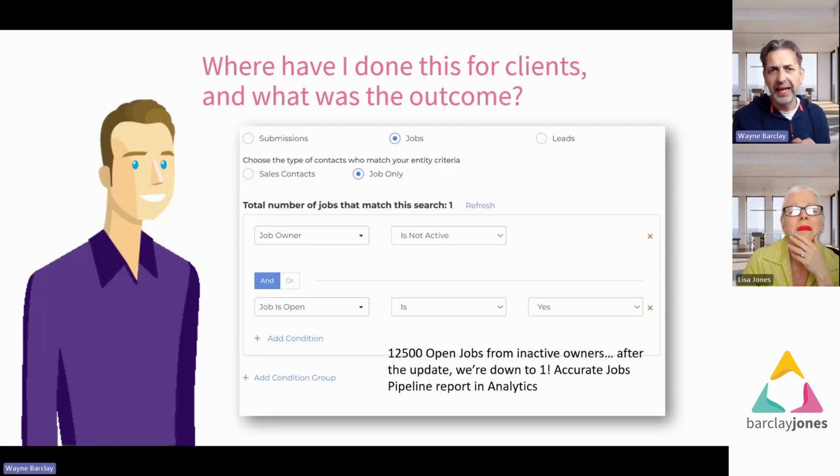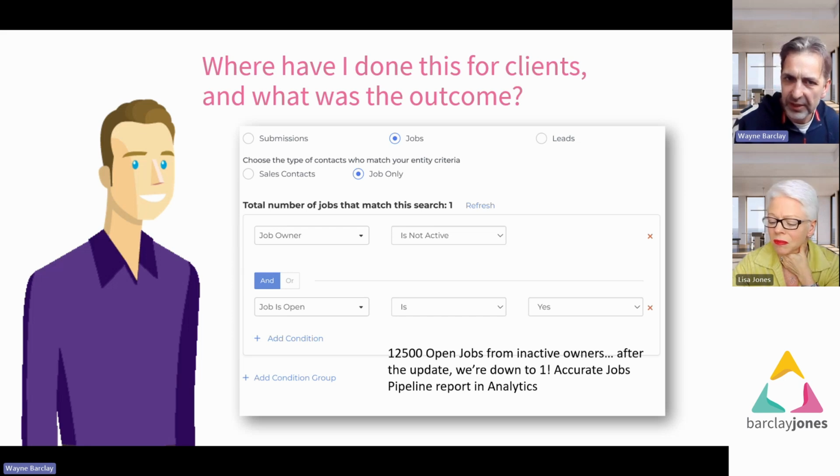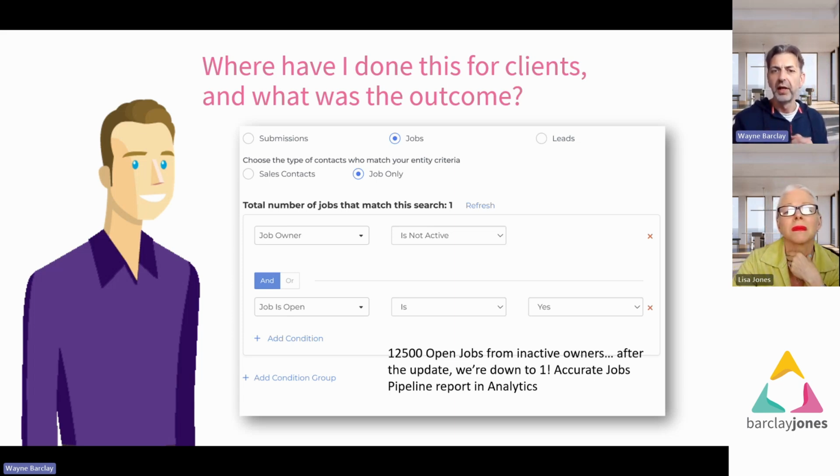Here's an example of the inactive owner one that we did recently. We started this and we had something like 12,500 open jobs from inactive owners. We ran a campaign. We messaged recruiters and said, go and reassign these. We identified the specific categories and industries and distributed that to the reports to managers. They then spent time going through those lists and reassigning that data to their own recruiters.